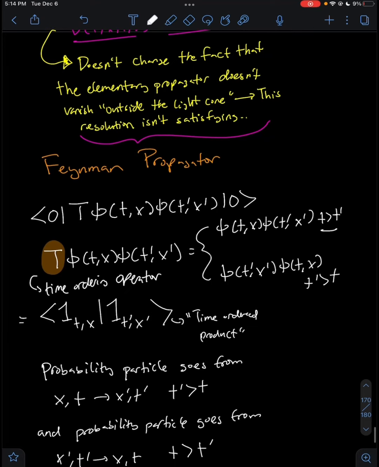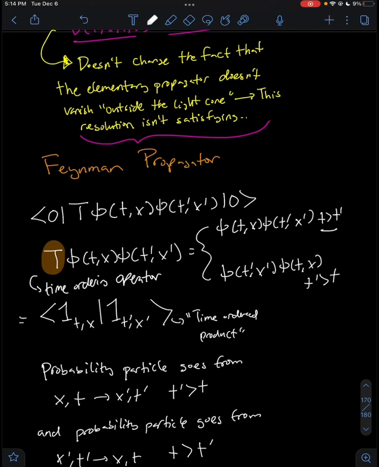And then it gives us phi t prime x prime times phi x t if t prime is greater than t. So basically, t is the larger one, and then the term that contains t goes in front. If t is the smaller one, then it goes in the back. That's what this time ordering operator is doing.